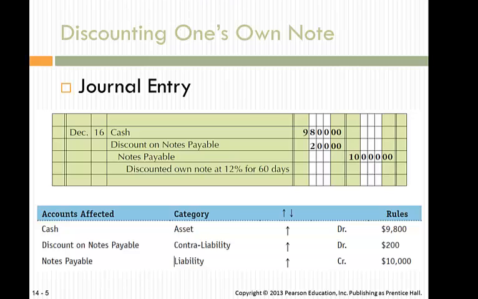Now let's record this transaction as a journal entry. The company receives $9,800 in cash, which is recorded as a debit. The discount on notes payable of $200 is also recorded as a debit because we increased discount on notes payable, and increases in contra liability accounts are recorded as debits. Finally, we record the note payable itself, which is a credit of $10,000.